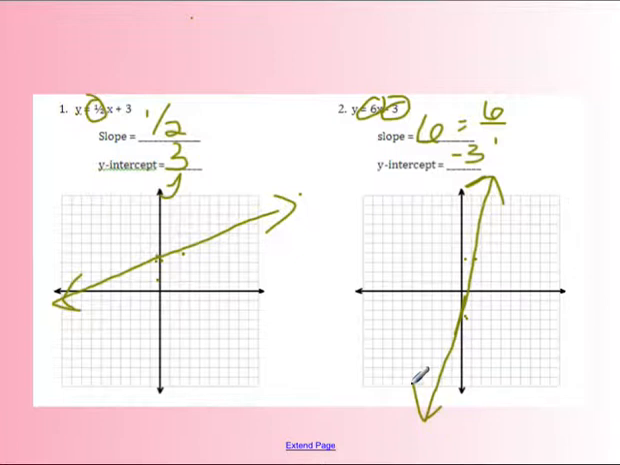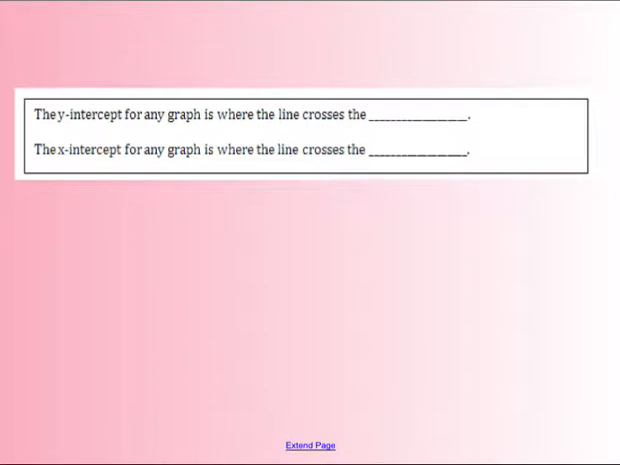So that's the basis of what we're doing today. If you can do that, you're in really good shape. So let's take a look at this little chart here. The y-intercept for any graph is where the line crosses the y-axis. The x-intercept for any line is where it crosses the x-axis. So we're looking at where it's crossing the x-axis versus the y-axis.